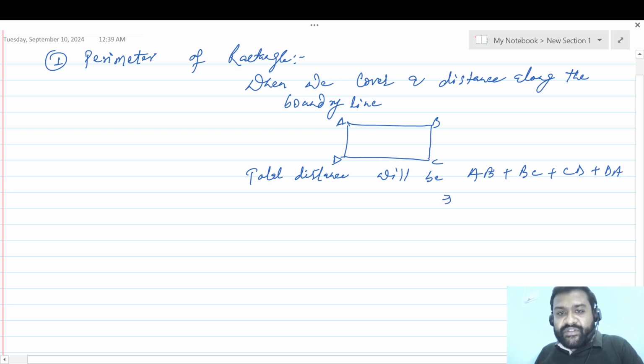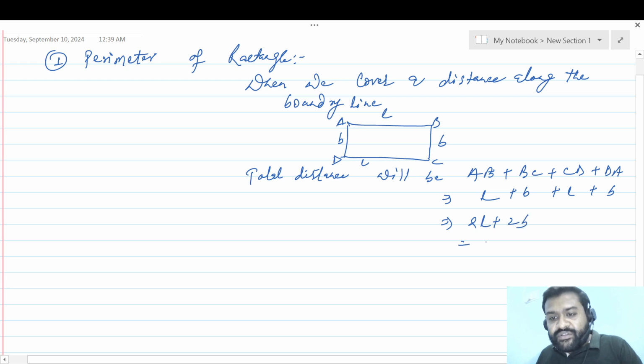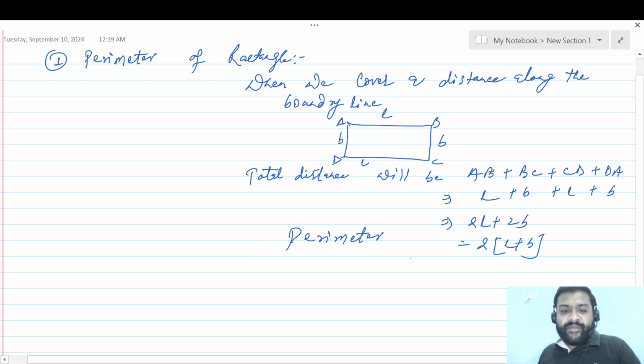Just consider AB as the length and BC as our breadth. I just told you AB will be equal to DC, so this will also be our length, and BC equals AD, so this will also be our breadth. So AB is length plus BC breadth plus CD length plus DA breadth. Here we got 2 length plus 2 breadth. We take out 2 as common, so 2 times length plus breadth. So the total distance is our perimeter. So perimeter is 2 times (length plus breadth).